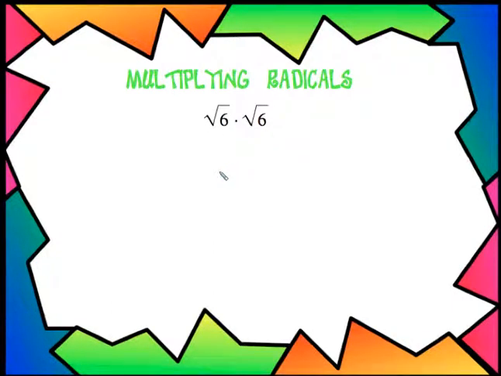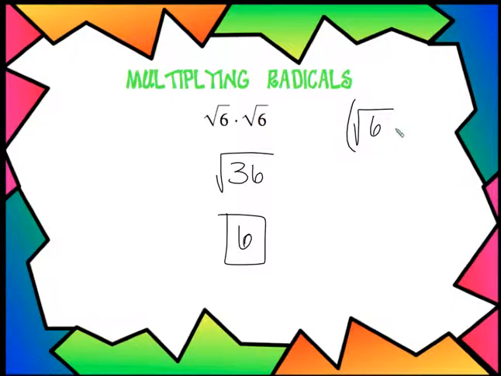So 6 times 6 gets you 36 under a radical, but the square root of 36 is just 6. Now that one's important because we do a lot of that, especially when we divide, where you multiply by the same thing under the radical. It's kind of like doing the square root of 6 squared. Well, these are opposites, so they kind of cancel each other out. So that's why you just get the number under there.